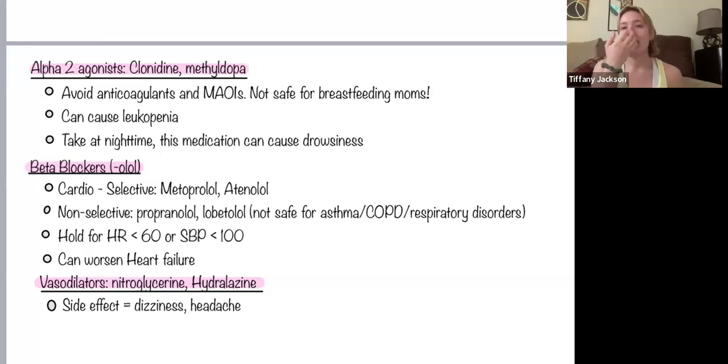Up next, we have our vasodilators. These are nitroglycerin and hydralazine. Big side effect for both of these: dizziness, headache, and hypotension. Always check blood pressure before giving these two medications because they can drop your blood pressure.